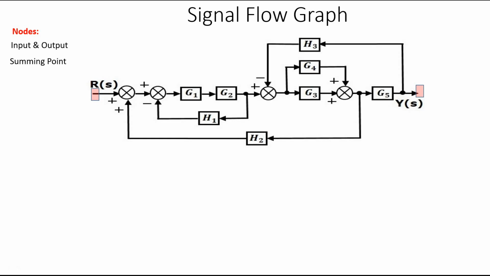The next possibility is the summing point. All the summing points in the block diagram will be reflected as nodes in the signal flow graph. So this will be a node, this will be a node, this will be another node, and this will be another node. Four summing points and four nodes.